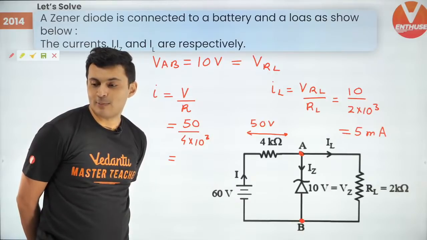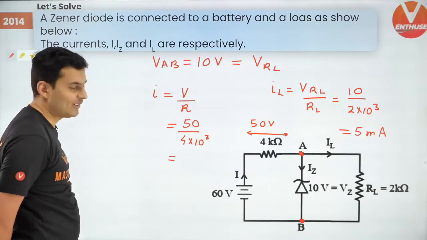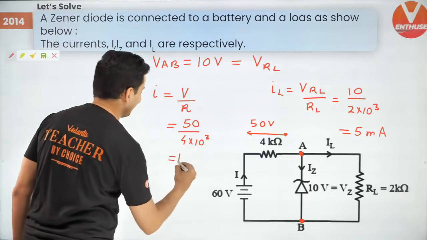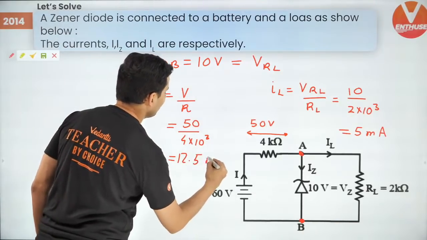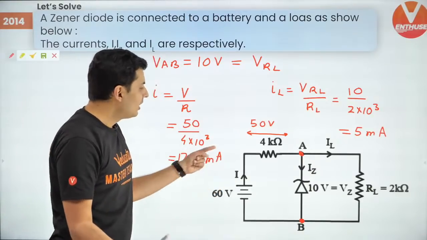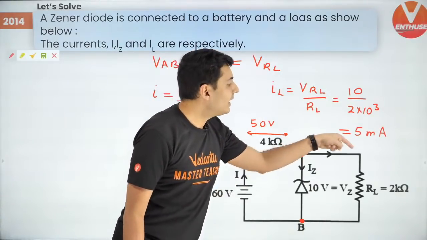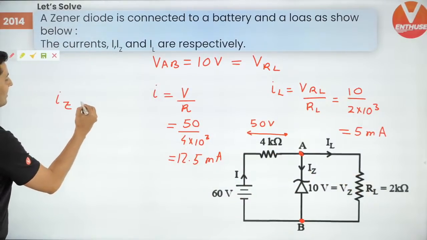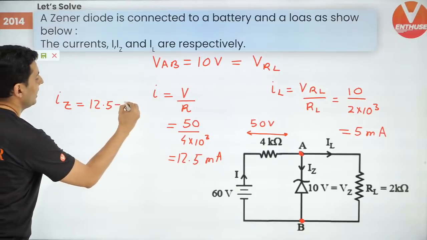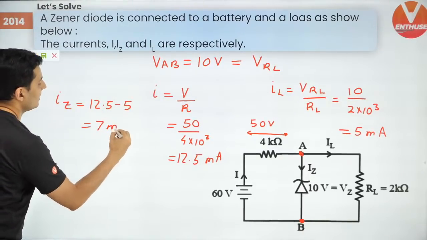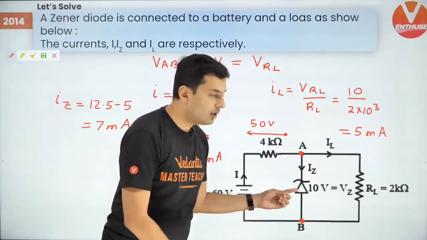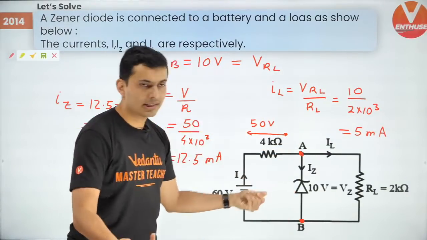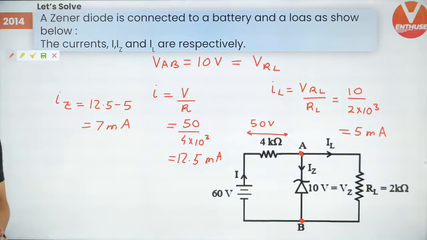12.5. Okay. Yes, very good. So 12.5 milliamperes. Now 12.5 comes here, 5 goes there. How much will go here? Isn't it obvious? IZ will be 12.5 minus 5, which is 7.5 milliamperes. Kirchhoff's current law. 12.5, 5. How much will go here? 7.5. That's it. Done.